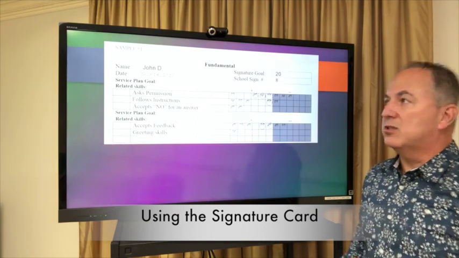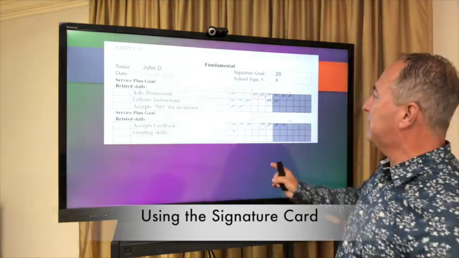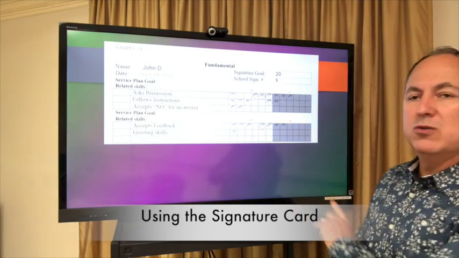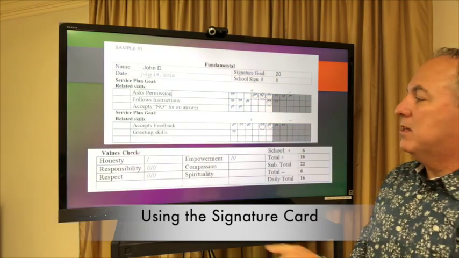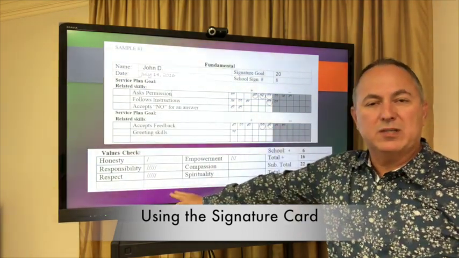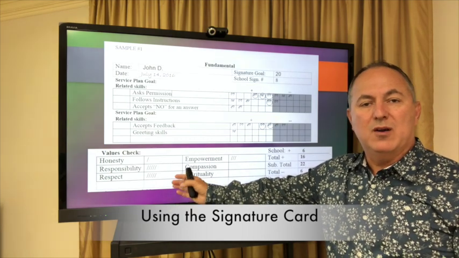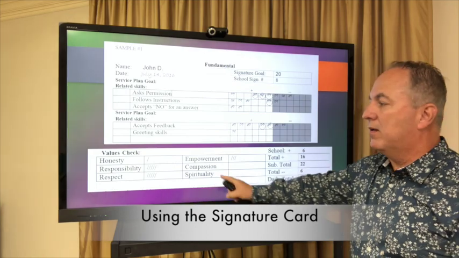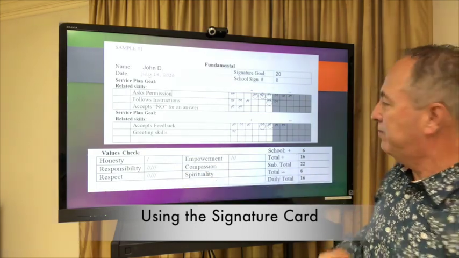So now this is John's signature card at the end of the day that we review. As you can see, he's got some corrective signatures and some positive signatures on there. And then at the bottom, he's got values checked for each of those teachings, because every teaching interaction should end with a rationale value, and we want to check off the boxes for which value was used during that rationale and value.